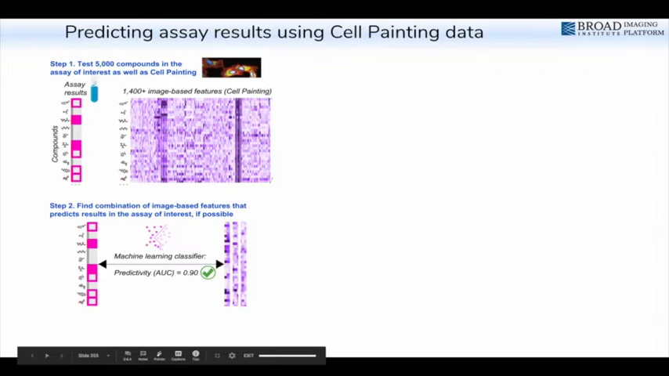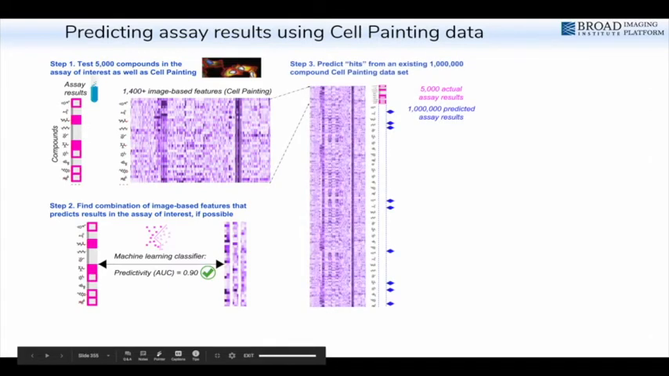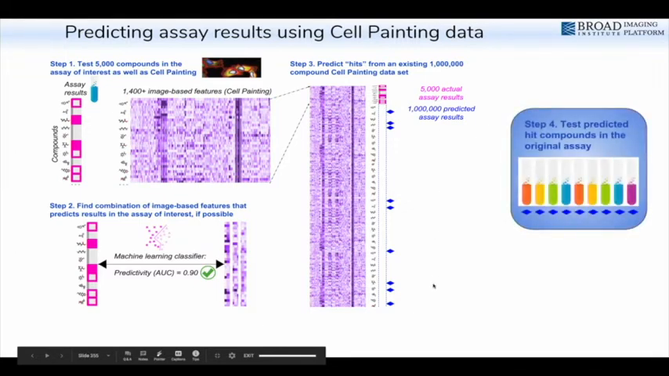So it won't work all the time, but for the fraction of the time where this does produce a nice classifier, you can save yourself the trouble of screening millions of compounds against your fancy assay of interest, and instead just look up potential hits, potential drugs that would be useful from the image-based data. And so that's what's shown here. The actual assay results are what you use to build your classifier, but you can then predict the results for the remaining ones, and then you can cherry pick them and test each individual one in the original assay and see how well it does.